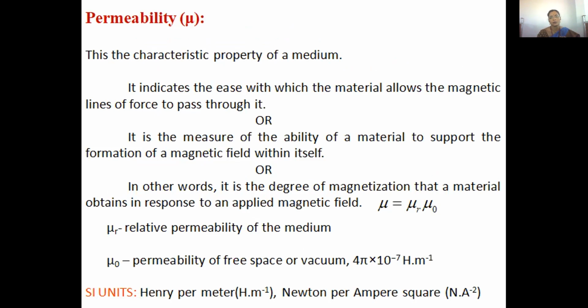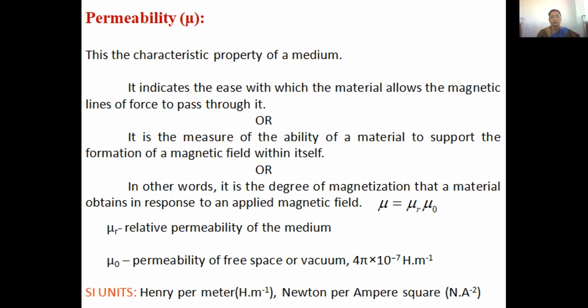Okay. We represent it with mu. Mu equals mu r into mu naught. Here, mu r equals the relative permeability of the medium, and mu naught is the permeability of free space or vacuum. Mu naught equals 4 pi into 10 power minus 7 Henry per meter.